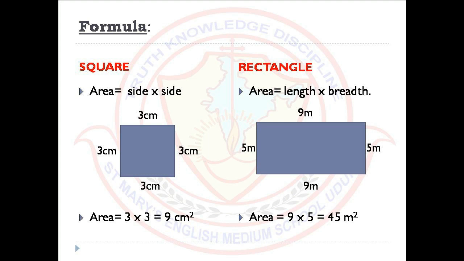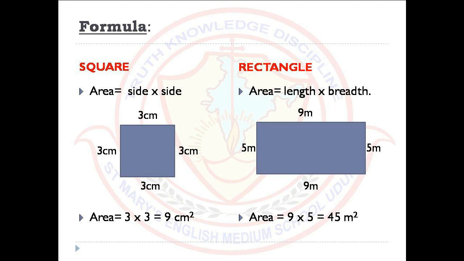First, we are going to see the formula to find out the area of a square, where a square is nothing but all the four sides are of equal measures. Here I have taken the length of 3 centimeter. Therefore, the area of square is side into side, 3 centimeter into 3 centimeter, which is equal to 9 centimeter square. In a rectangle, the opposite sides are of equal length.